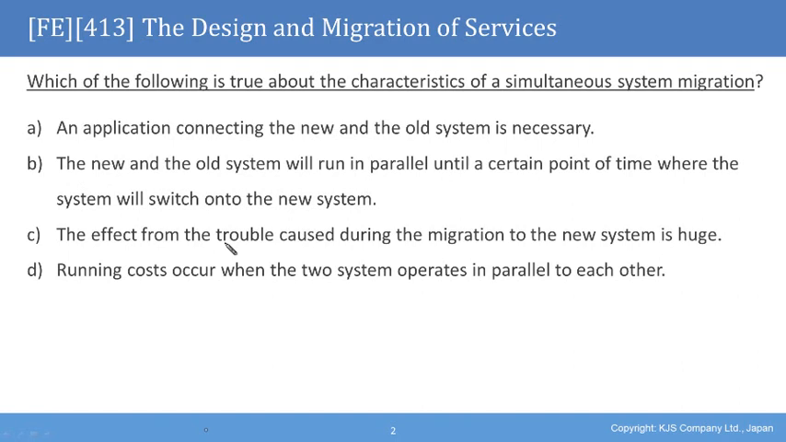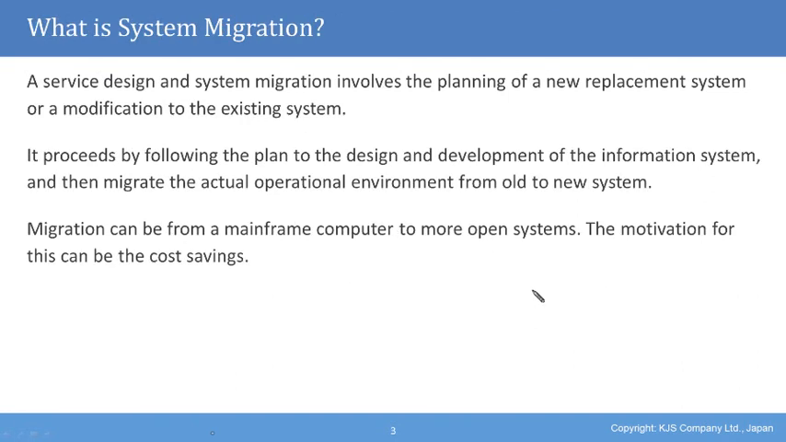C, the effect from trouble caused during the migration to the system is huge. And D, running costs occur when two systems operate in parallel to each other. In order to answer this question, we'll first of all talk about what actually is system migration. And that's the first question that we want to answer.